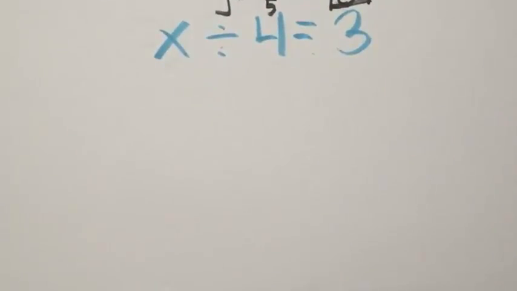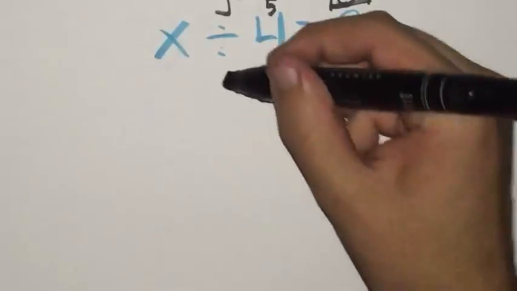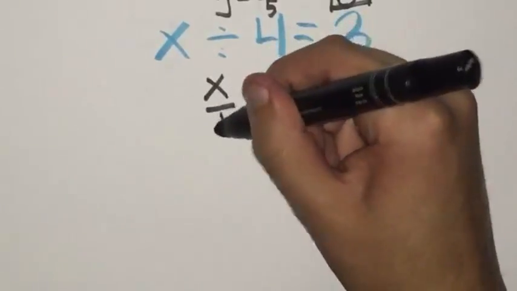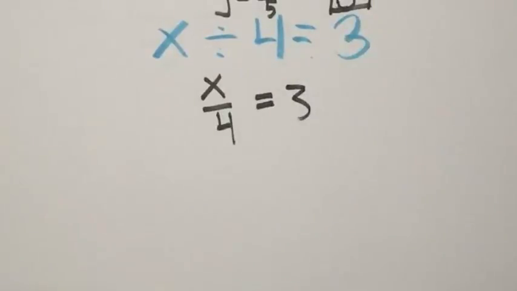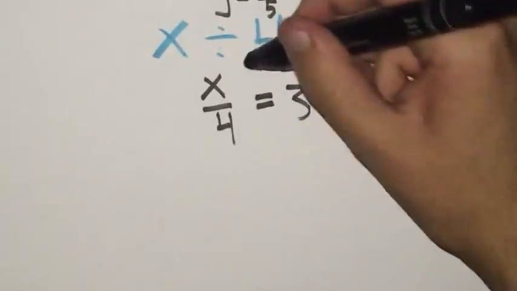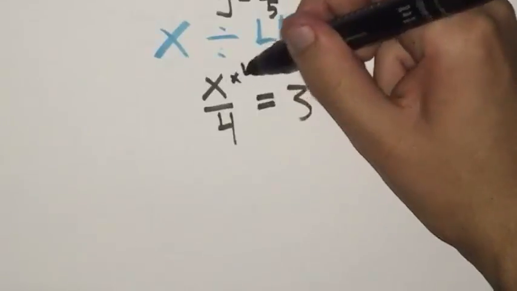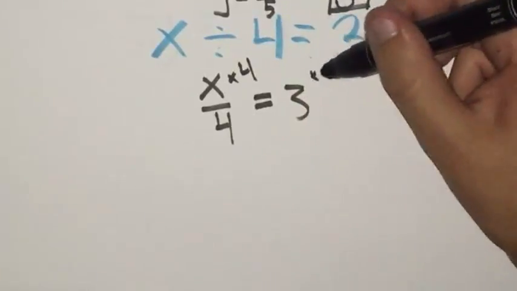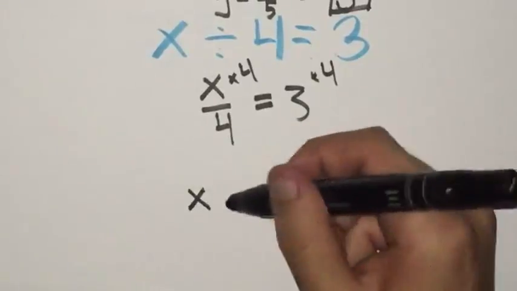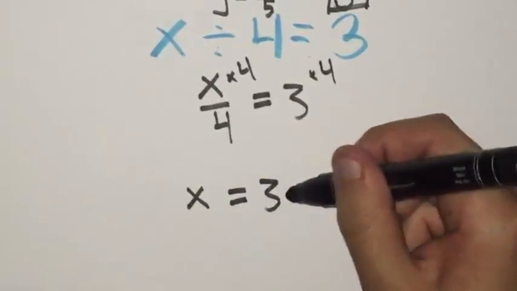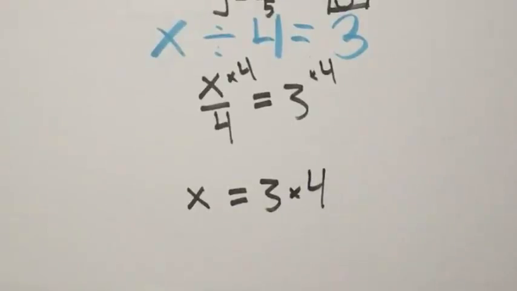At this point, I think you guys have got the gist of it. Because it's a division problem, we're going to be multiplying. So, we're going to put the 4 under the x so it becomes a fraction. Then, by multiplying both sides by 4, we're going to be able to get x is equal to 3 times 4, meaning that x is equal to 12.